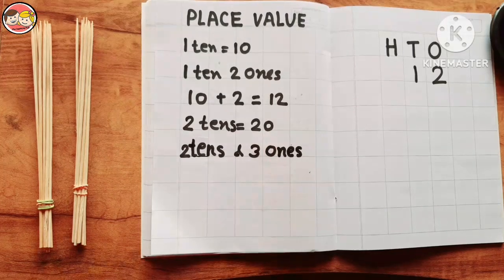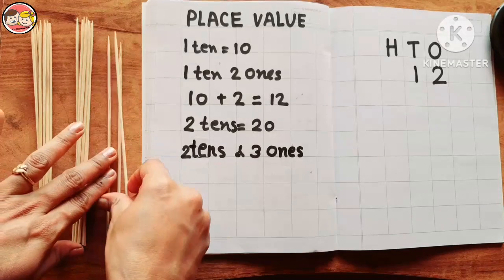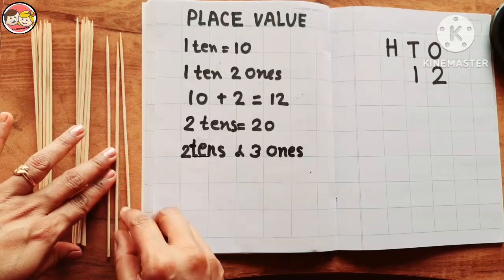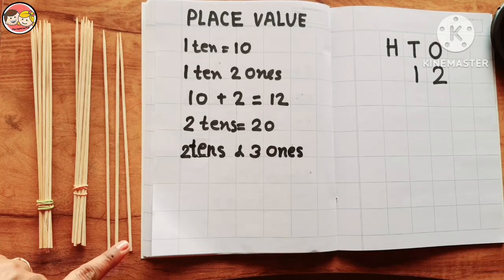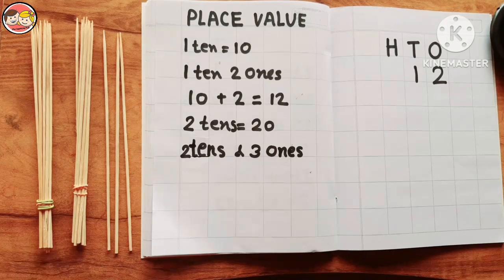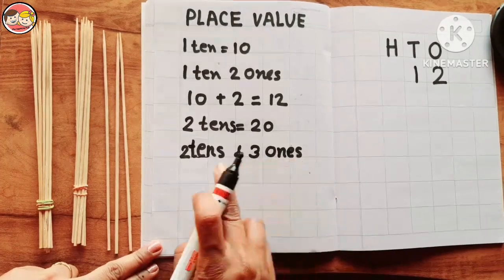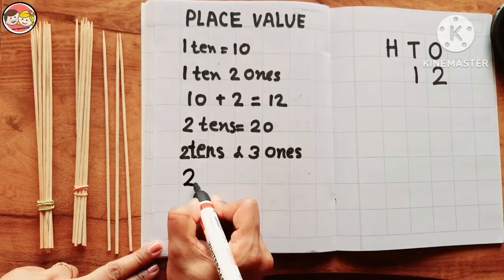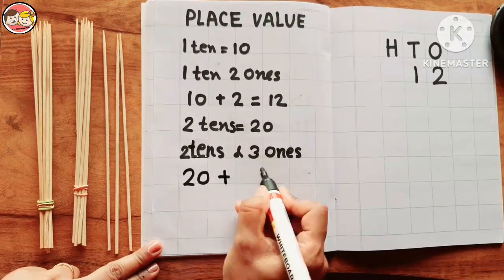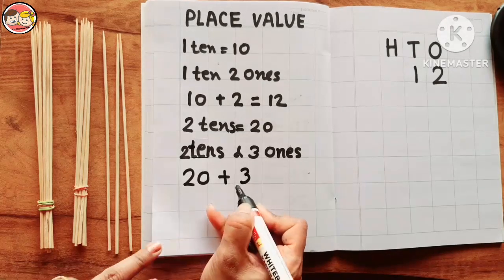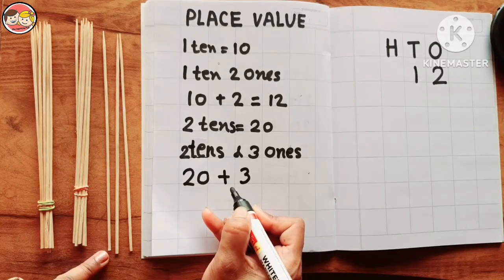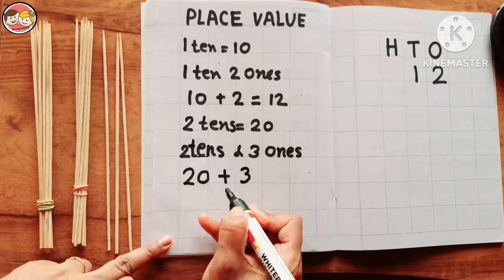Now I am going to put 3 more sticks over here. 1, 2, 3. So there are 2 tens and 3 ones. 3 ones means 3. So let's write 2 tens and 3 ones. 2 tens means 20 and 3 ones means 3. 20 plus 3, 20, 21, 22, 23.